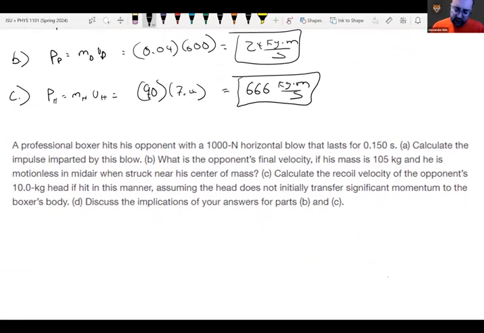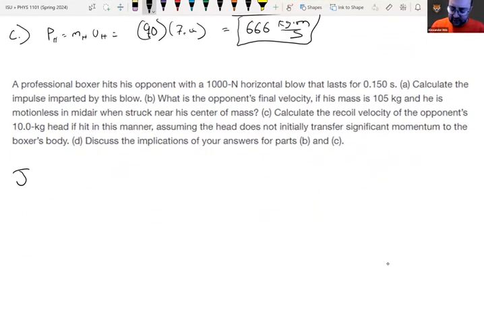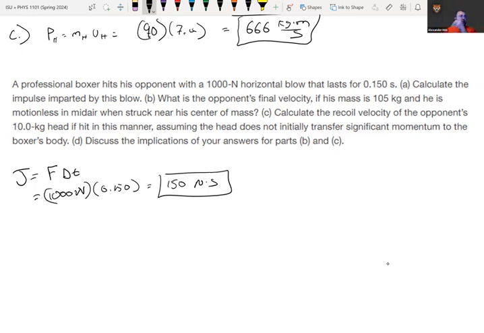Okay, you will see me oftentimes use the symbol J for impulse. I don't like I because I think of current, but we don't really use current in this context anyway, so you could use I if you were so inclined. So it would be the force times delta t. And it's not a net force, it's just from the blow. So it would be 1,000 newtons times 0.150 seconds, which would be 150 newton seconds of impulse.